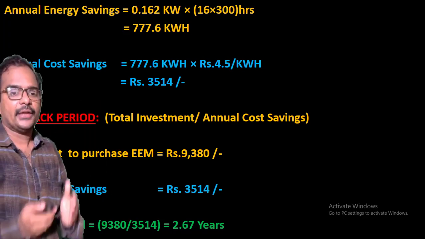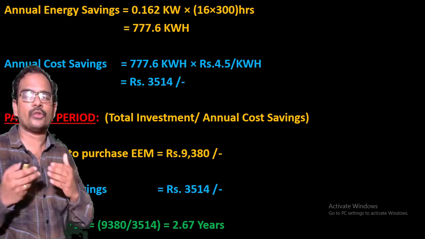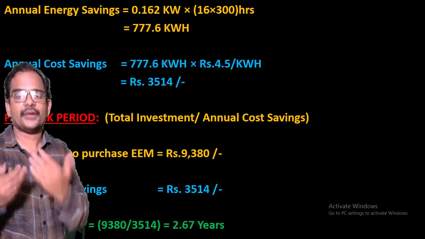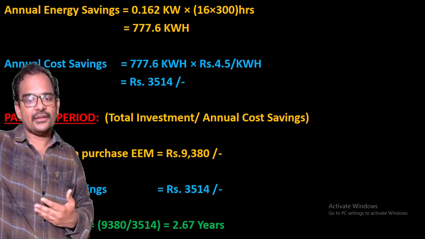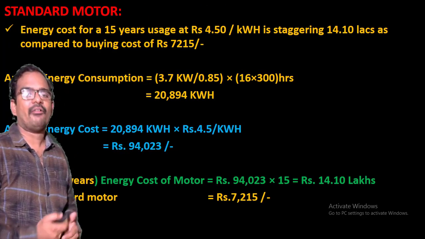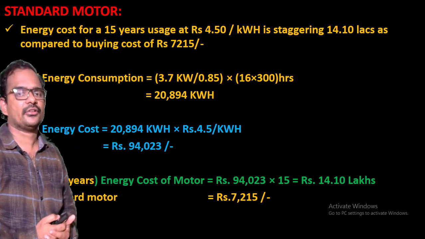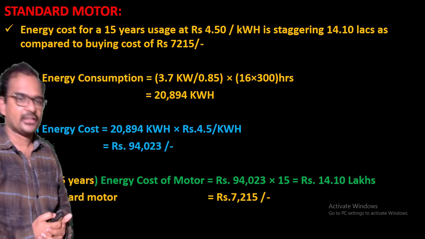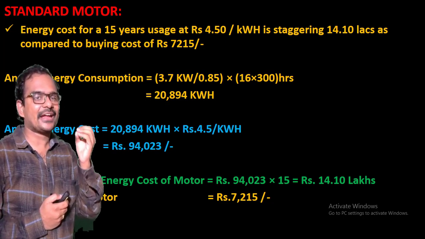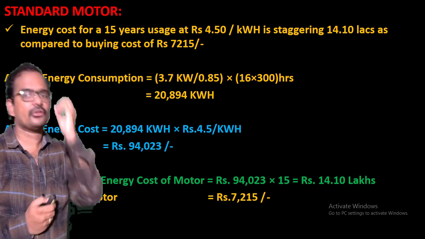In the same way, if you operate an energy efficient motor, in 2.67 years you are going to get back whatever you have paid for the motor, and after 3 years, whatever the savings are, they will be your profit. Now let's see an example. We have already discussed one small thing at the beginning of this lecture: the energy cost of a motor will be 60 to 100 times the initial cost of the motor. Now let's see this by means of an example.